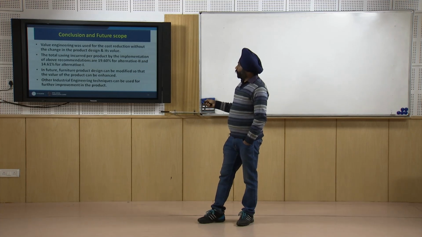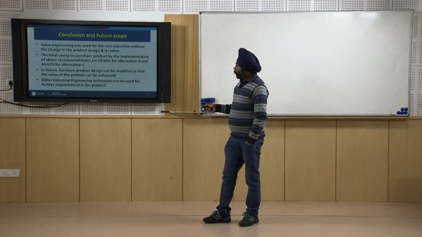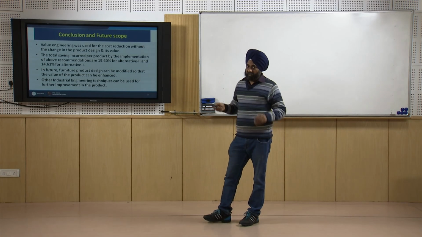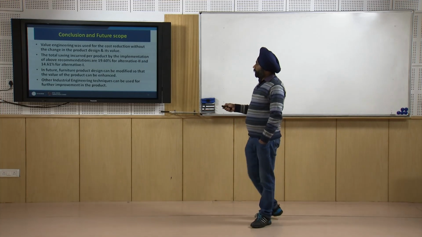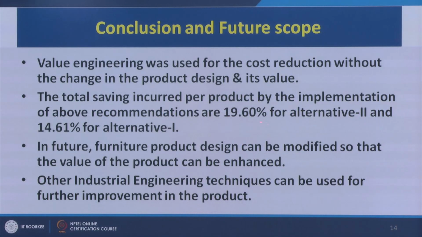Now value engineering was used for cost reduction without the change in the product design and its value. The total savings incurred were, we have done some change in the material, but the overall design more or less remains same. The total savings incurred per product by the implementation of the above recommendation are 19.6% for alternative 2 and 14.6% for alternative 1. So more cost saving in alternative 2, which is lighter in weight. In future, furniture product designs can be modified so that the value of the product can be enhanced. So other industrial engineering techniques can be used for further improvement in the product.